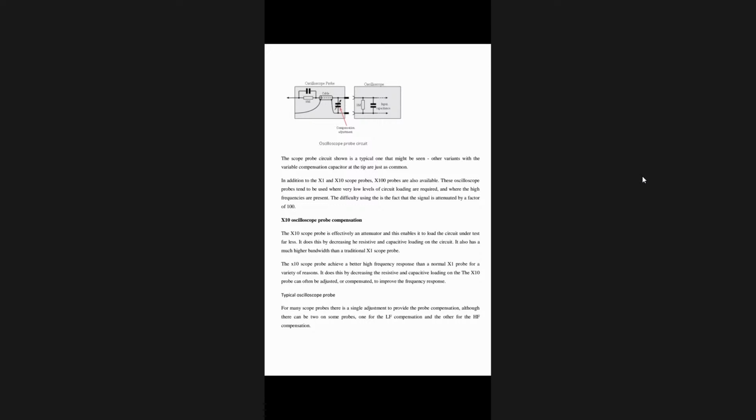For many scope probes, there is a single adjustment to provide the probe compensation, although there can be two on some probes. One is the LF compensation and the other is the HF compensation. That is low frequency compensation and high frequency compensation. The two types of compensation are done in the probes. The probes that have only one adjustment, that is the LF compensation, which is adjusted. Sometimes the HF compensation may be adjusted in the factory. So these are the things.